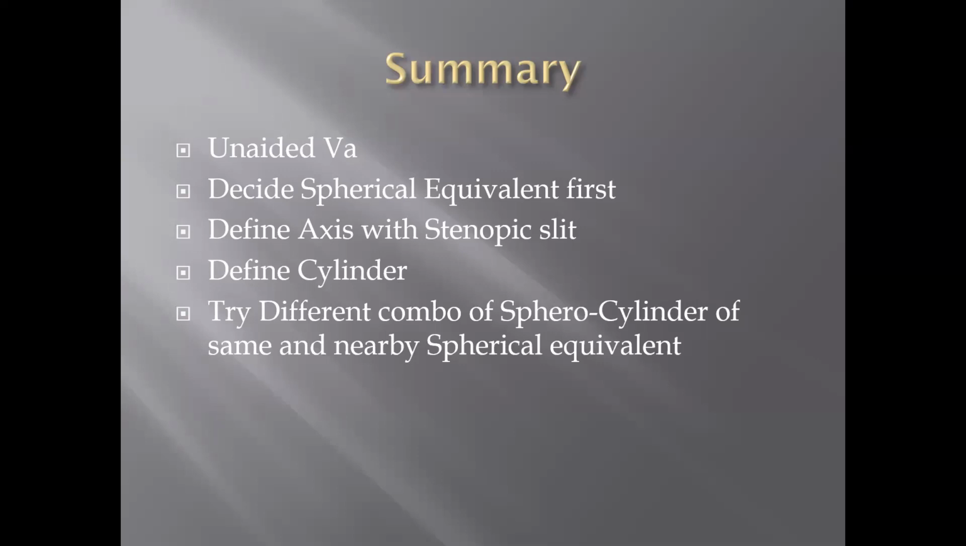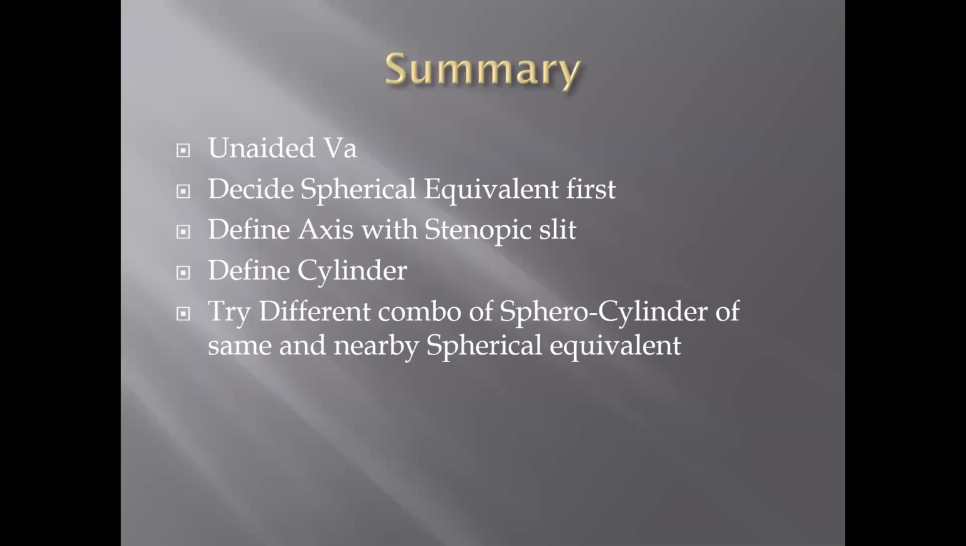Then you have to define the axis with the stenopic slit. You put a stenopic slit and rotate it in the trial frame, and the patient will tell you at which axis the vision is clearer. With that, keep a slightly larger image on the Snellen chart. I mean to say, you have to put either 6/60 or 6/36 larger letters on the Snellen chart. That will give the patient more idea about the accuracy of the result.